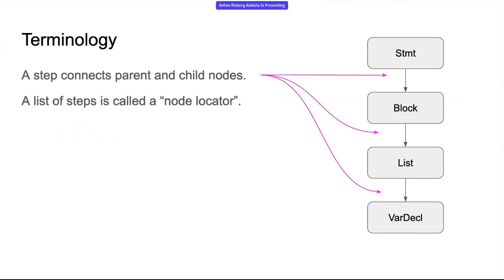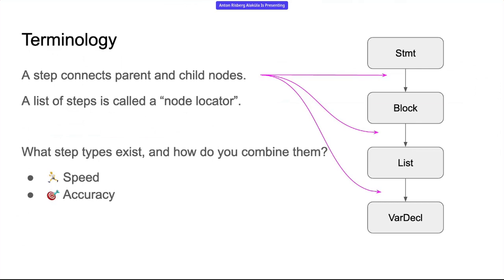Now, one way you can describe the position of this var decl is just to describe its path from the root. So saying from the statement, go to the block, then go to the list, then go to the var decl. A little bit like navigation instructions in Google Maps. And if you write down all these steps, that can be used to locate a node. So that's what we mean with node locator.